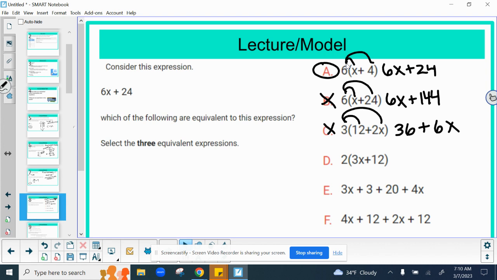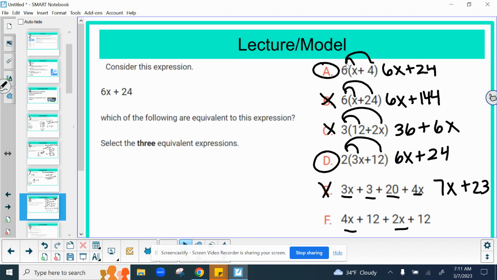All right, let's look at option D. 2 times 3x is 6x. 2 times 12 is 24. So option D is a match. All right, now for E and F, we need to look at the like terms or put our constants together and put our variables together. Let's look at option E. 3x and 4x equal 7x, but 3 and 20 equal 23. 7x plus 23 and 6x plus 24 are not the same. All right, let's look at option D.